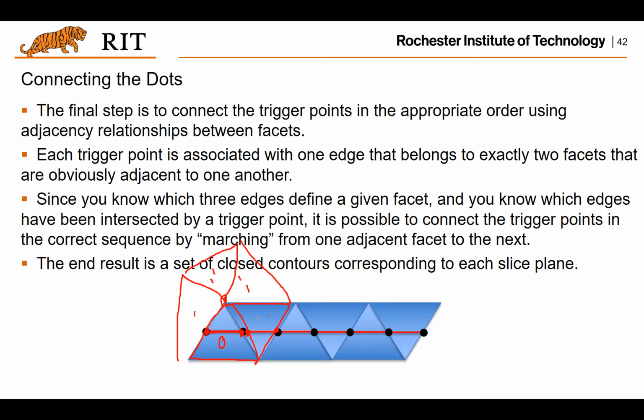In this case, there's only one triangle, this one, the neighboring triangle of this, that has a trigger point. Then compare these two sets of trigger points and find the overlapped one. Then now you have a bigger line segment like this, right?